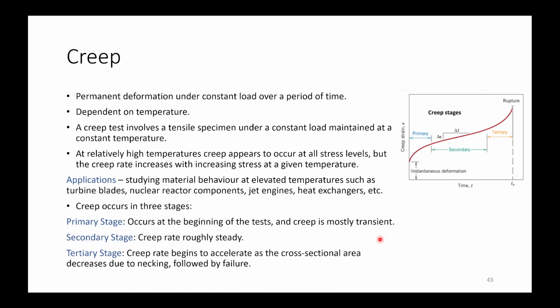Now another property is creep strength. Creep is your permanent deformation under constant load over a period of time, and it is dependent on the temperature. A creep test involves a tensile specimen under a constant load maintained at a constant temperature. At a relatively high temperature, creep appears to occur at all stress levels, but the creep rate increases with increasing stress at a given temperature.